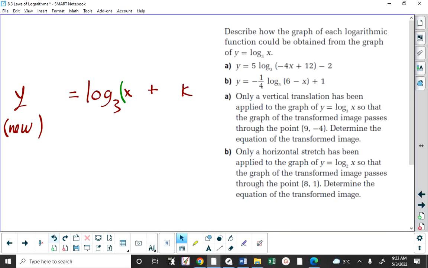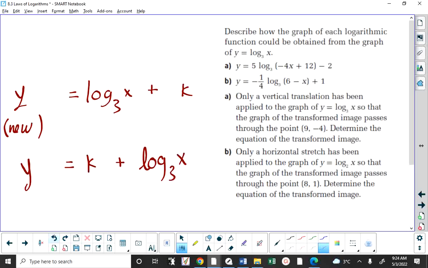This is typically how something like this would be written. If I were king, and I'm not, I would force everybody to write it this way, so it's very clear that that k is not with the x, okay? Either way, mathematically, it's the same thing.